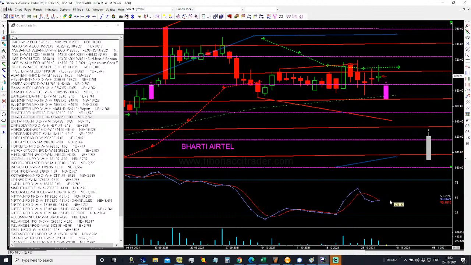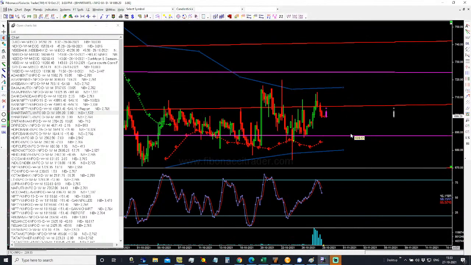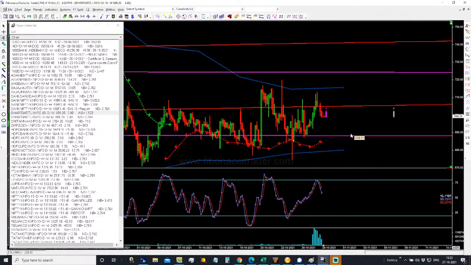The stochastics are just curling up from the neutral zone, which has a potential for the upside. But as long as it is holding below 705, 711, that's a bit of a concern for me right now. This is an hourly chart, and we can see if there is some hint from here of how much it can fall or how much it can rally, what the levels are. I don't see a clear structure here, though it is trying to.